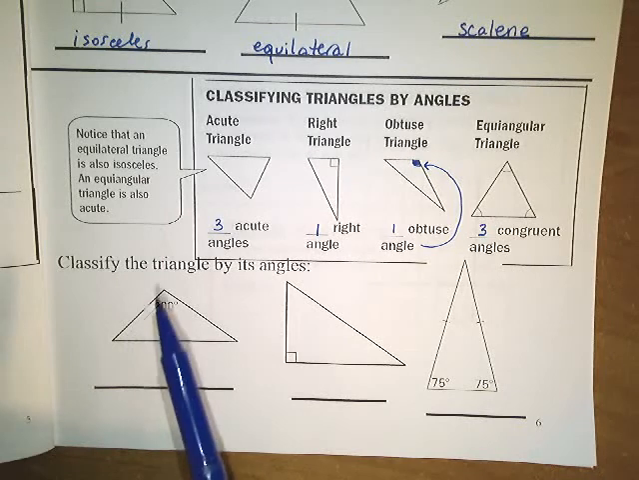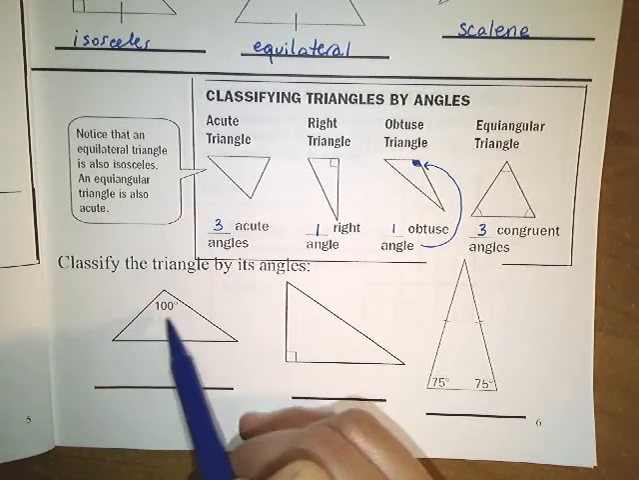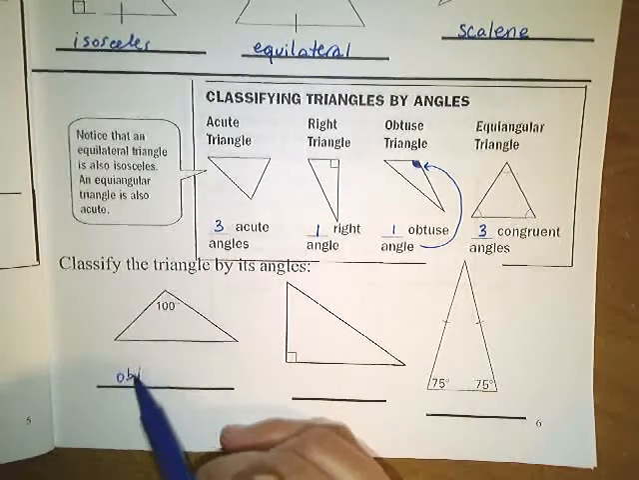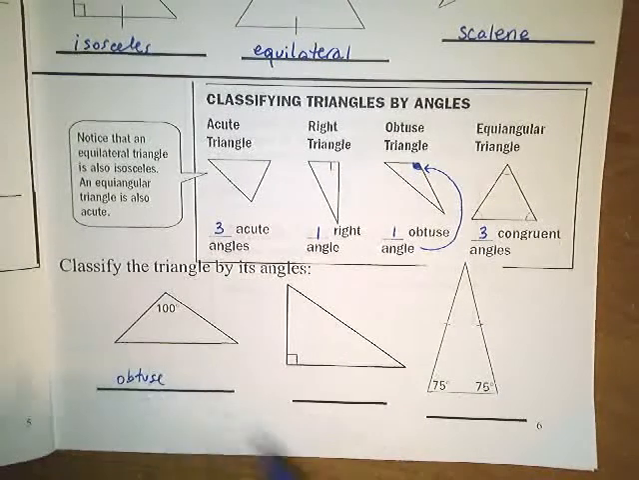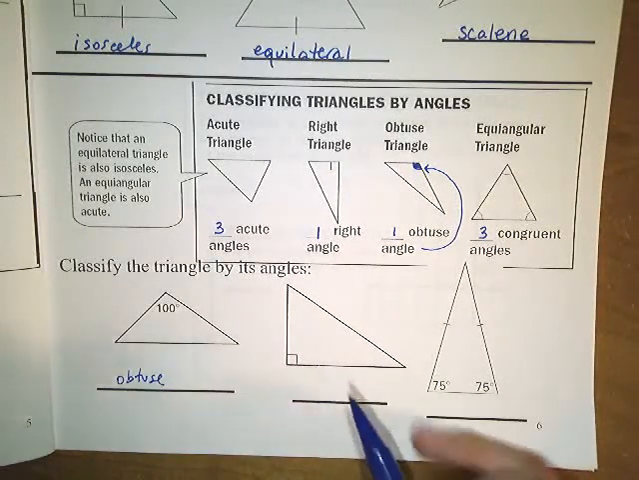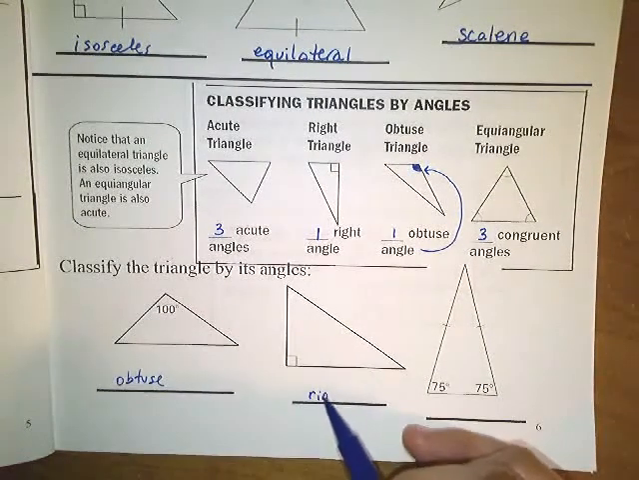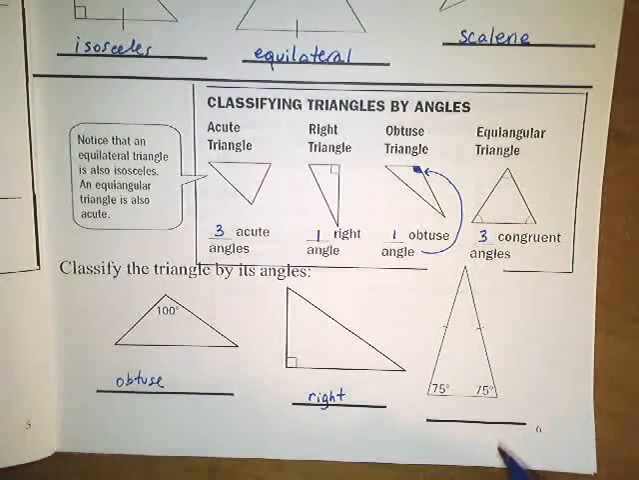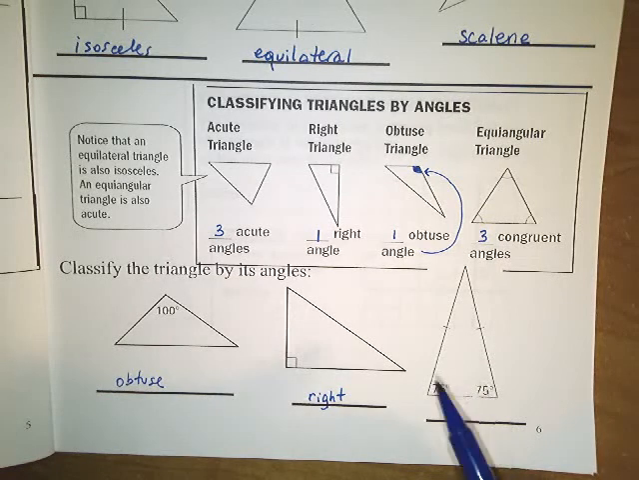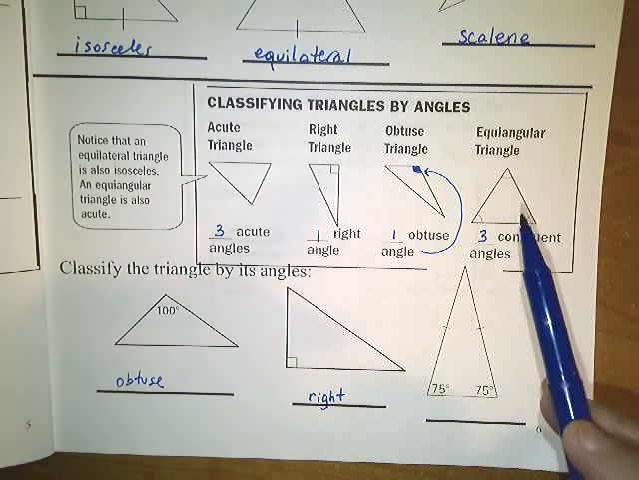So on this one, I see an angle bigger than 90 degrees. So that's an obtuse triangle. Here I see one angle that's 90 degrees. So that's a right triangle. And here I see two angles that are the same, but the third one is not. Well, that's not equiangular, is it?